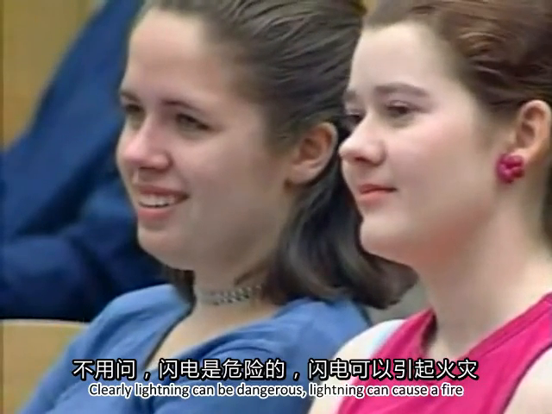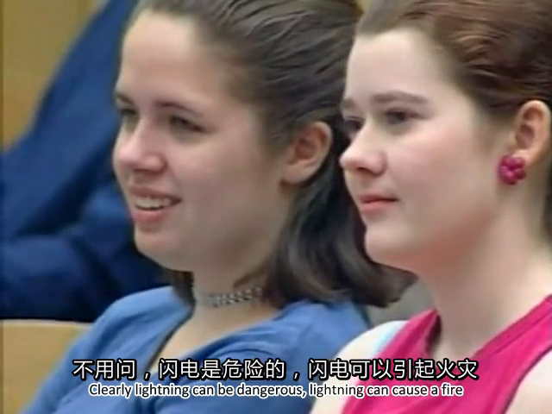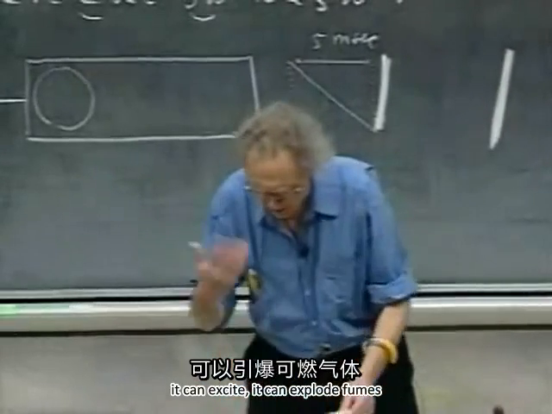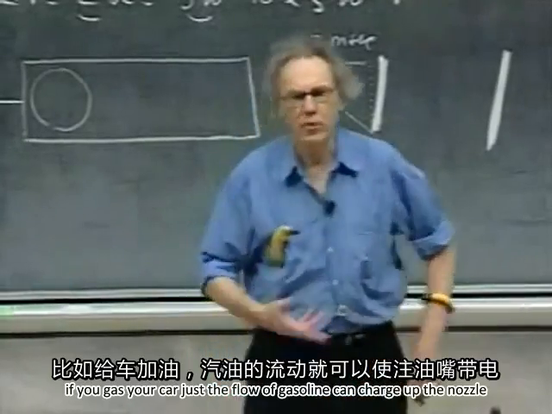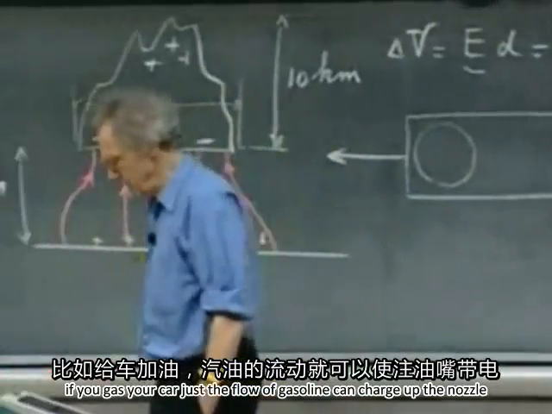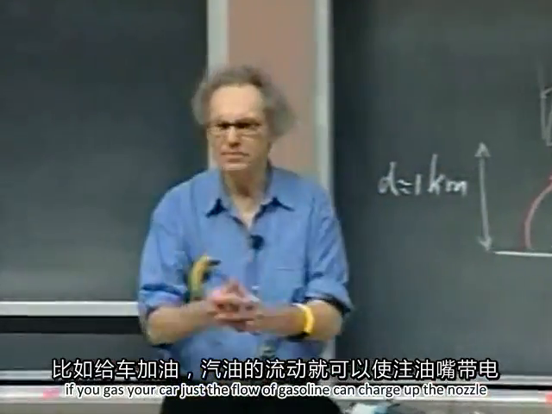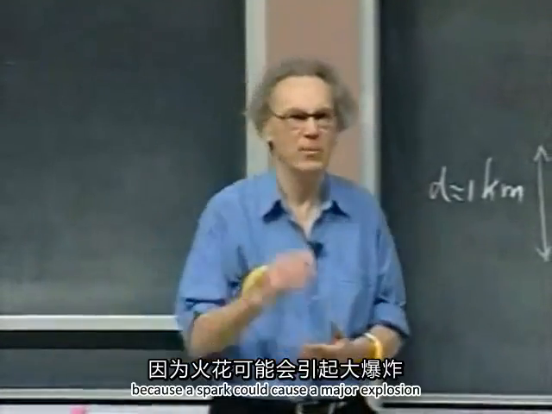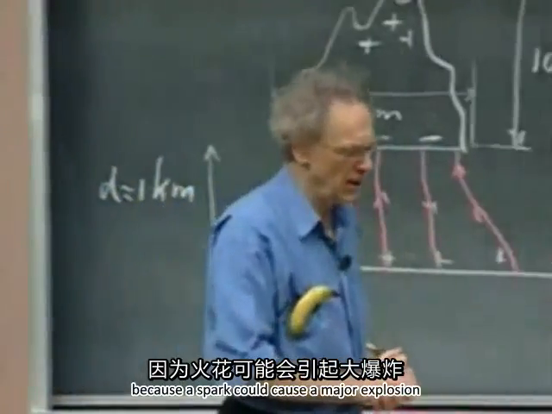Clearly, lightning can be dangerous. Lightning can cause a fire. It can explode fumes. If you gas your car, just the flow of gasoline can charge up the nozzle. Friction can charge things up. That's why the nozzle is always grounded, because a spark could cause a major explosion.